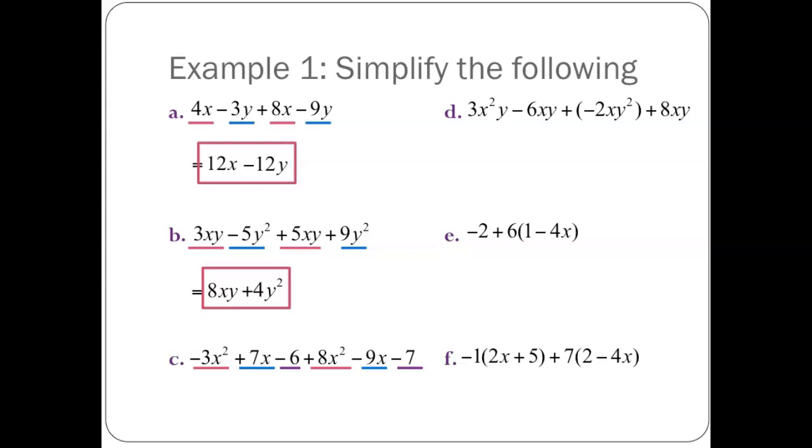All right, so negative 3x squared plus 8x squared, that's 5x squared. 7x minus 9x, that's minus 2x. And then negative 6 minus 7, that's minus 13.